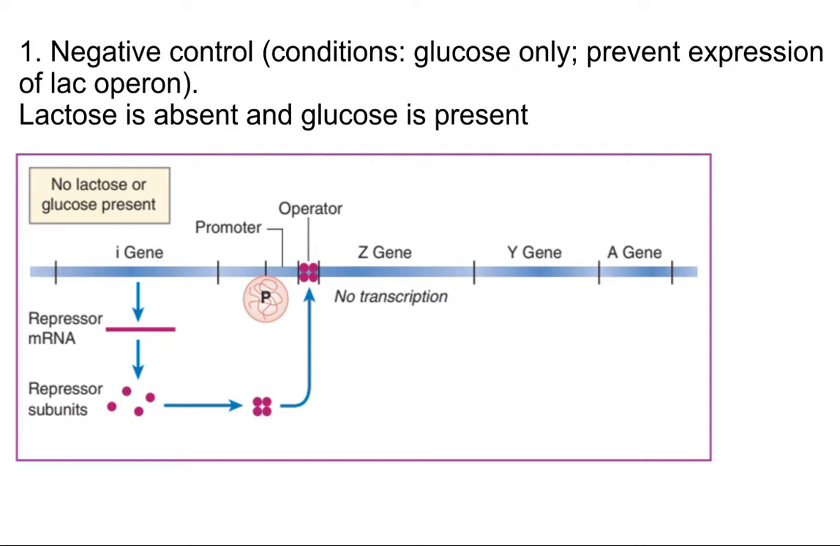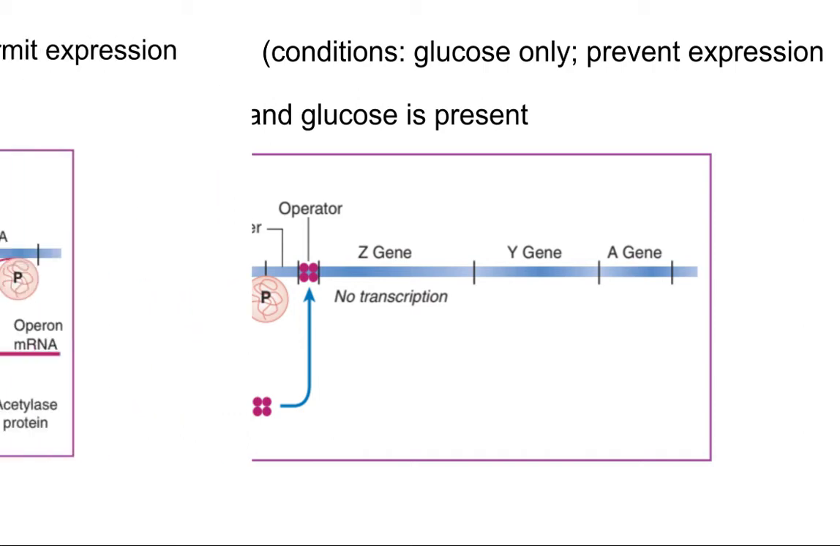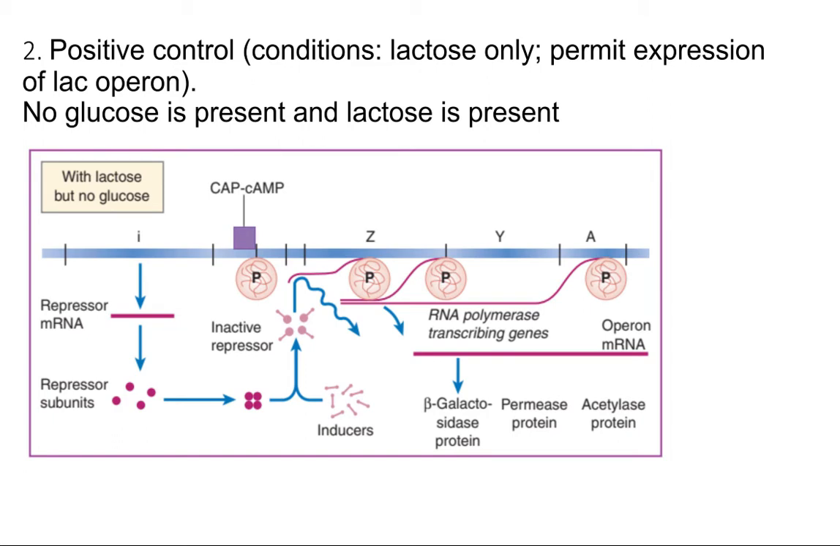If lactose is absent and glucose is present, the gene products from the lac operon are not needed. Thus, a regulatory factor, the repressor protein, prevents lac operon expression. Since the repressor is produced continuously and assembles into its active tetrameric form, it is available to bind to the operon and prevent transcription.